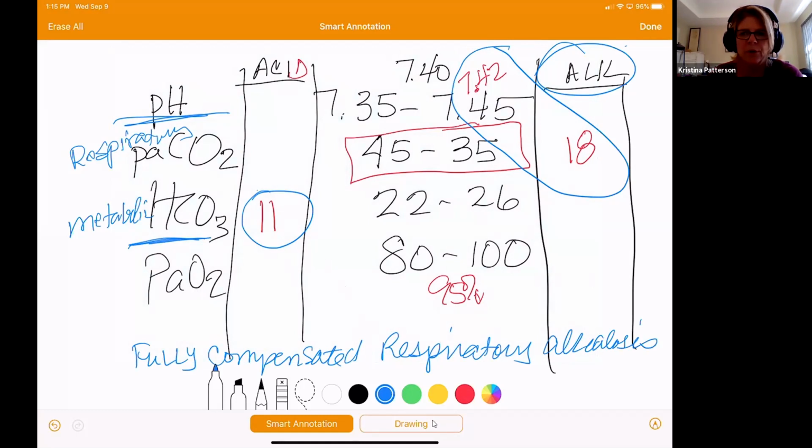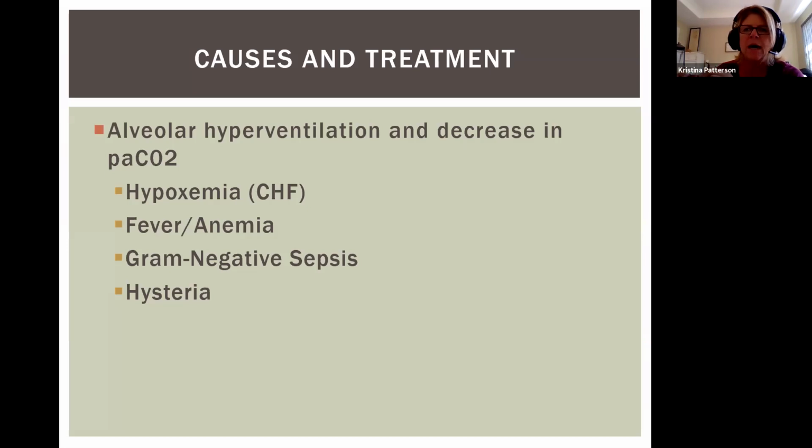All right, new share. We're going to go back to the PowerPoint. And we're going to say this is alveolar hyperventilation and a decrease in PaCO2. This can happen with your heart failure patients. It can happen with patients who have an ongoing fever or an anemia where they're hyperventilating or have increased respirations because of compensation. It can happen with patients who are septic.